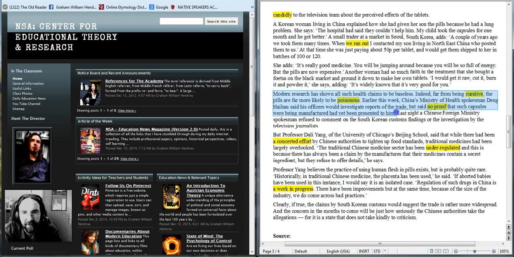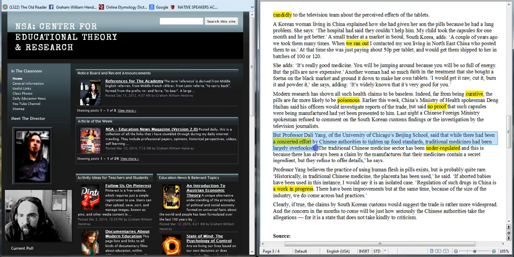Unless we say it exists, it doesn't exist. Last night, a Chinese foreign ministry spokesman refused to comment on the South Korean customs findings or the investigation by the television journalists. They are probably all on those pills. But Professor Dala Yang of the University of Chicago's Beijing School, did you know the University of Chicago had a school in Beijing? Said that while there had been a concerted effort by Chinese authorities to tighten up food standards, traditional medicines had been largely overlooked.